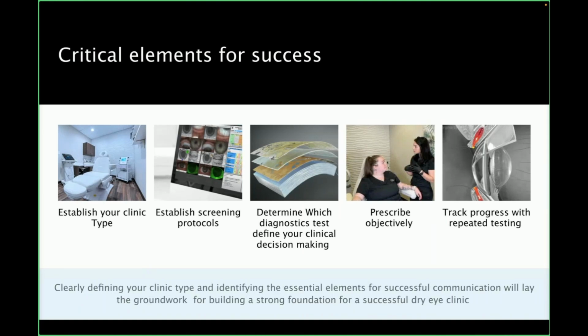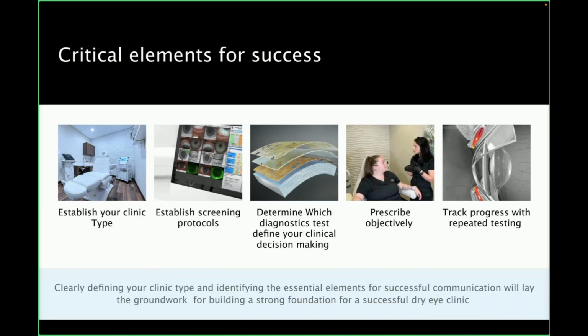Here are some of the critical elements for success. Decide what type of clinic you are in terms of, are you going to be presenting from the comprehensive exam, or are you bringing them back for a dry eval? Establish your screening protocols. Again, on something like the keratograph, you can decide what tests you want to do, put them in the order that you want, so you're creating that story for the patient.